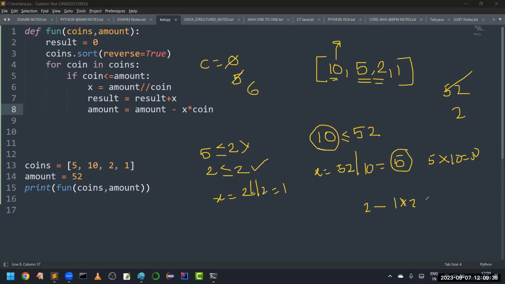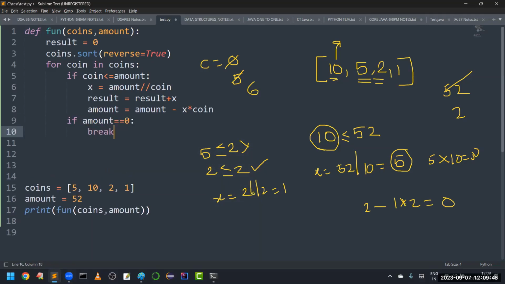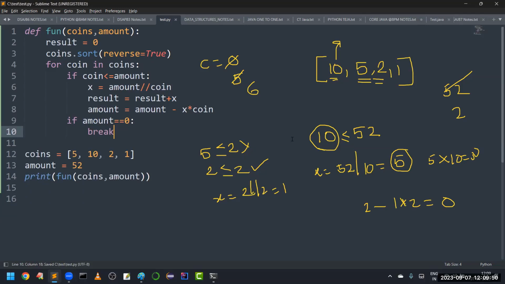x value is 1, and the coin which you have selected is 2. So 2 minus 2 will become 0. So amount will become 0, right? So I will keep on doing this process. Whenever the value of amount is equal to 0, I will simply break the process. That's all, sir. Automatically you are going to get the number of coins to take.